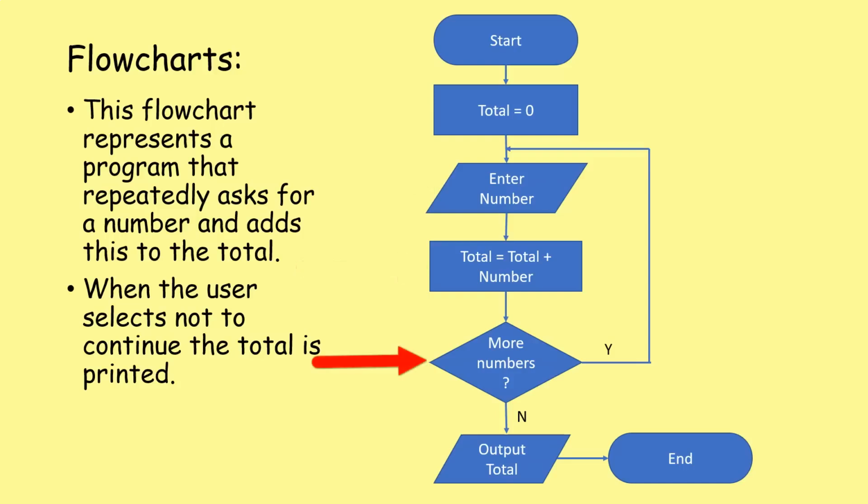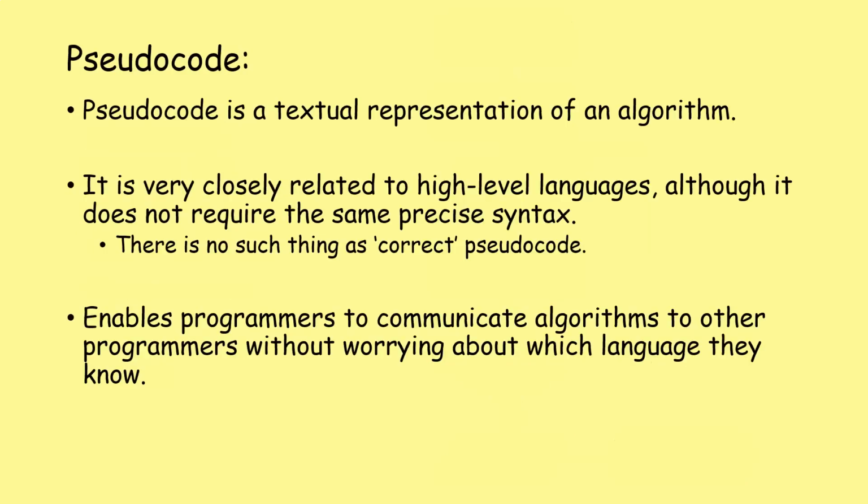We now have a decision. Do we enter more numbers? Yes, go back to enter number. No, we output total, and then we end the program in this case. Not too difficult. You just have to decompose the problem, get the correct symbols in, get the correct sequence, making sure your decision is correct, and you've got the inputs and outputs as required.